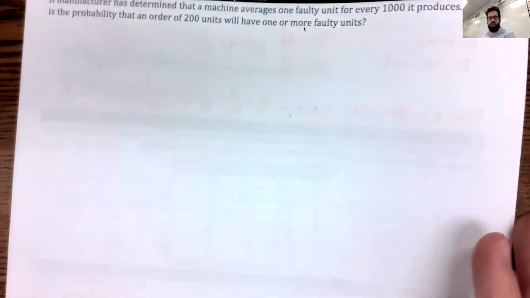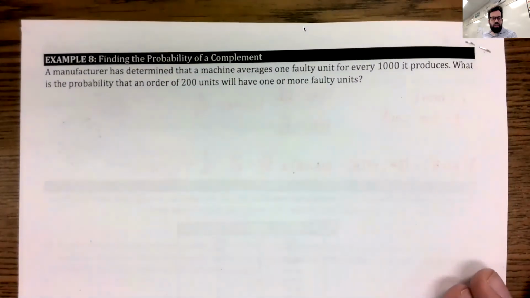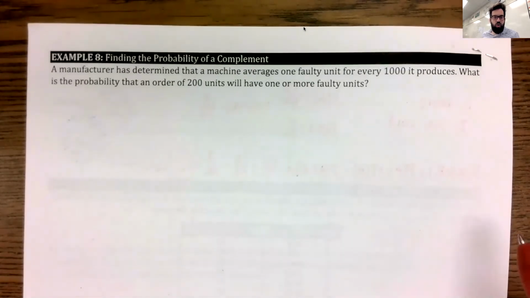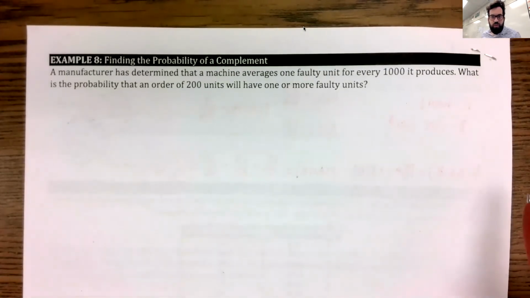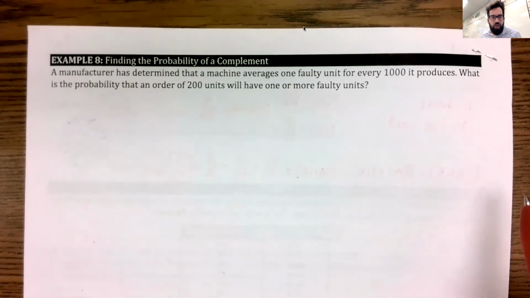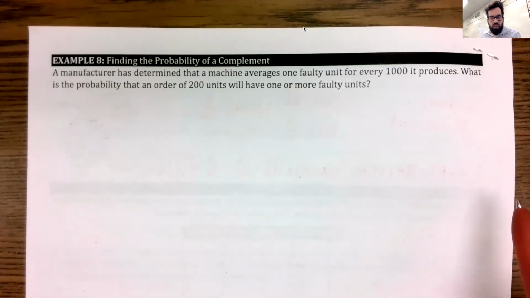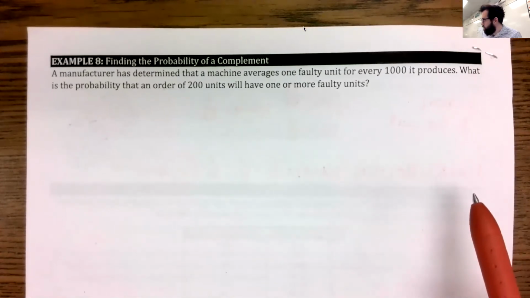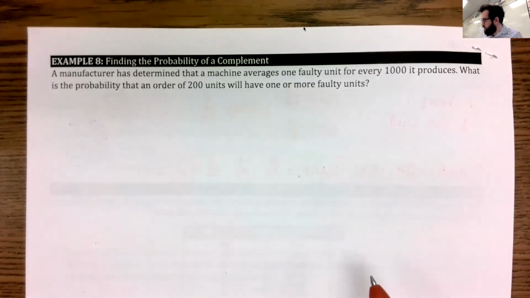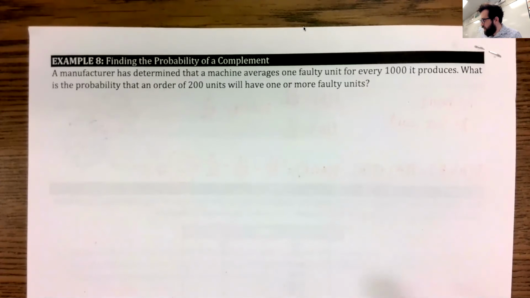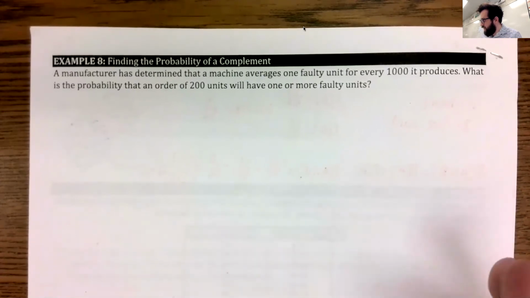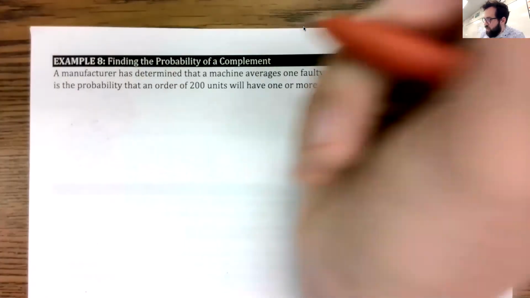Let's look at example 8. A manufacturer has determined that the machine averages 1 faulty unit for every 1,000 that it produces. What is the probability that an order of 200 units will have 1 or more faulty units? So there's 2 different ways to approach this. First, I'm going to approach it by checking out the faulty units themselves.